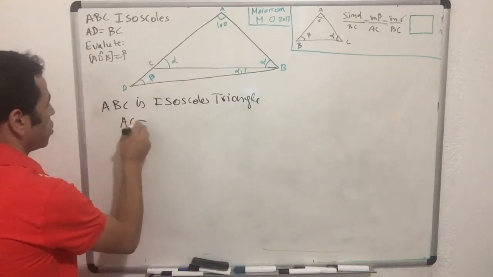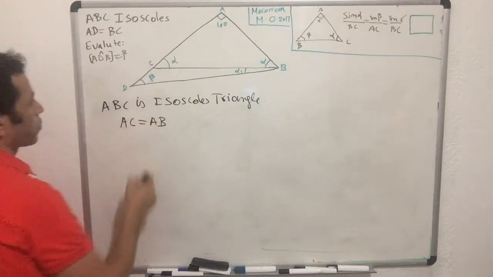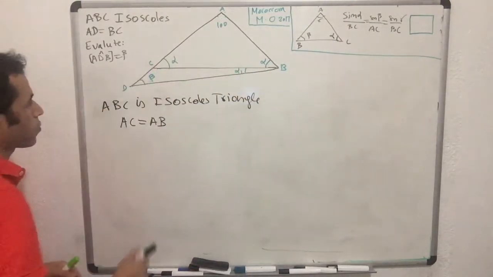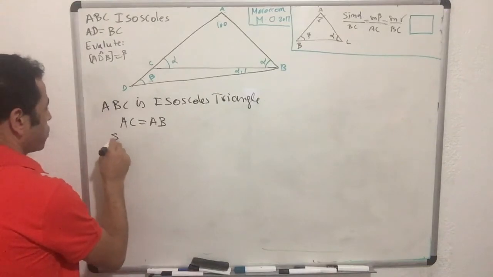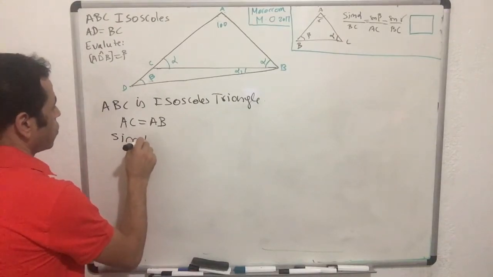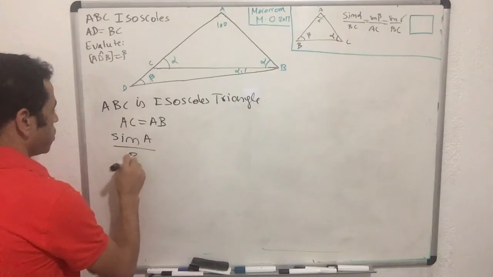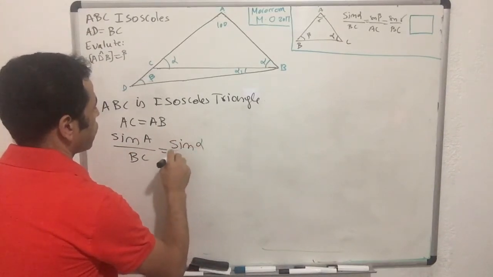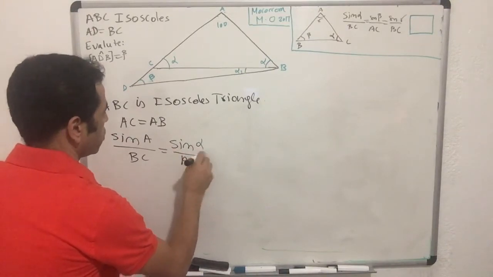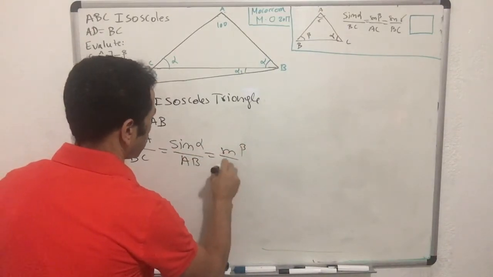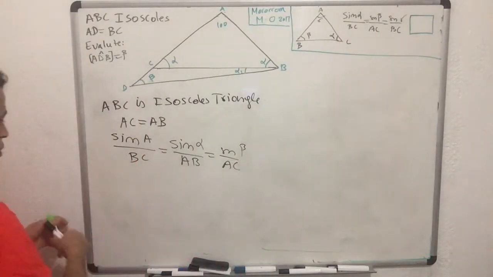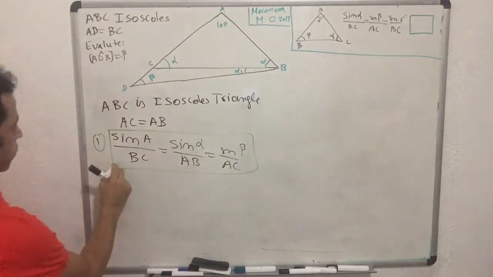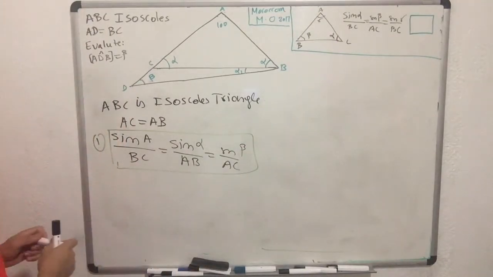That means AC equals AB, okay? And then they have the same angle at the points B and C, okay? We have sine A over BC equal to sine alpha over AB equal to sine beta over AC, okay? This is the first equation, okay? Let's move on to the second equation.